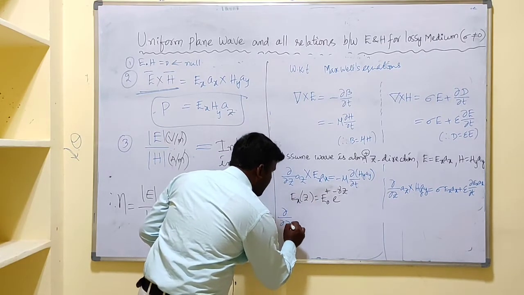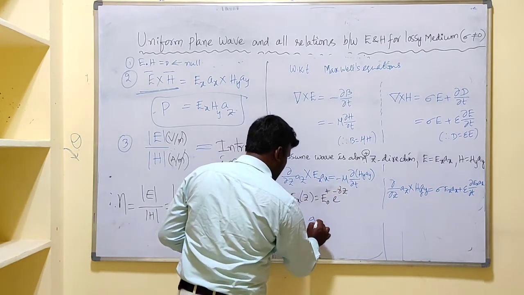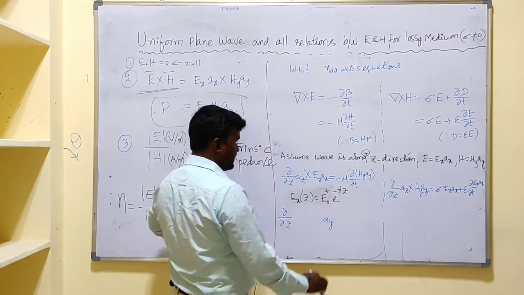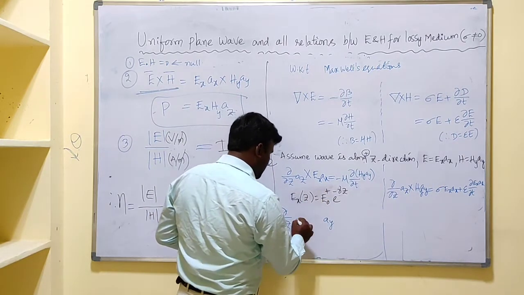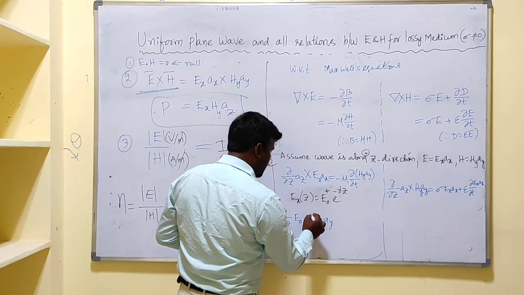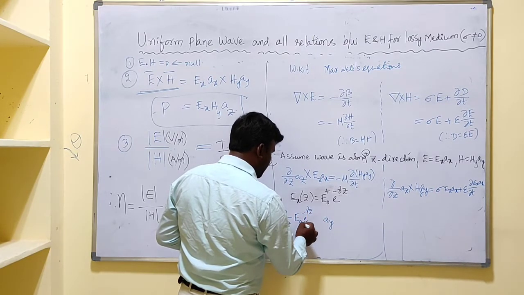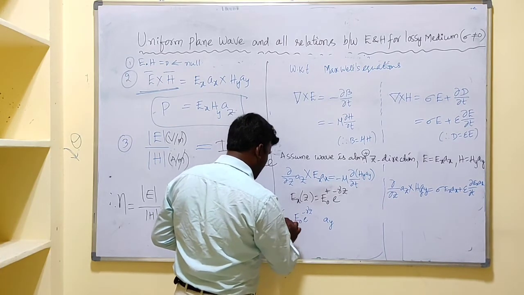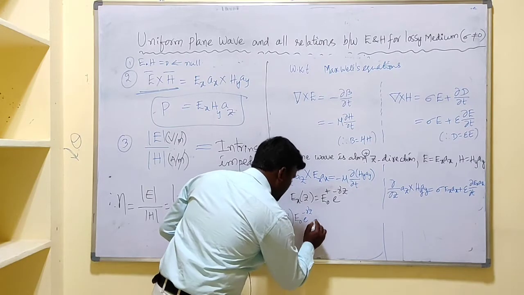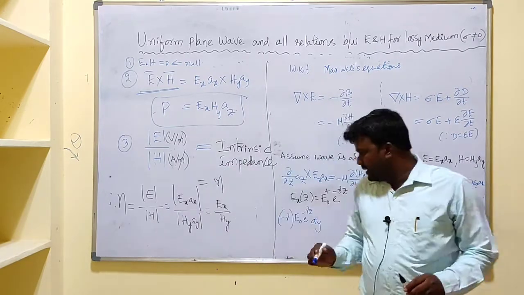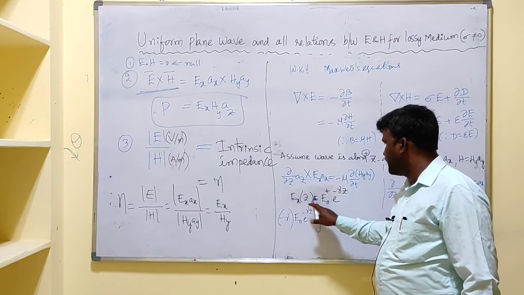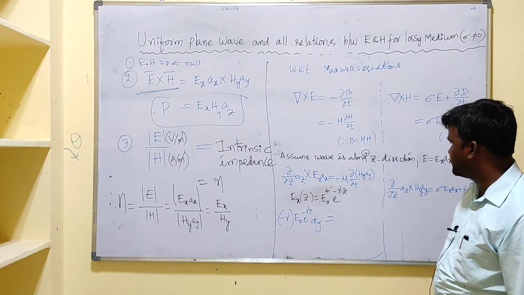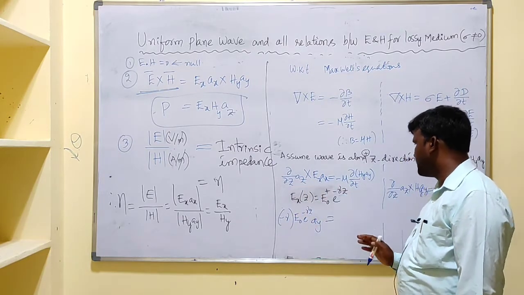That is ∂/∂z. Az cross Ax gives Ay. Let us write that one here. The differentiation with respect to z gives E naught into e to the power minus gamma z into minus gamma into Ay. Here we consider Ex of z equal to E naught plus e to the power minus gamma z. If you perform the differentiation, you will get it like this.